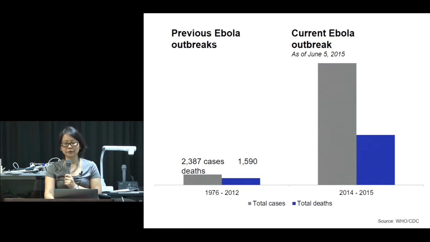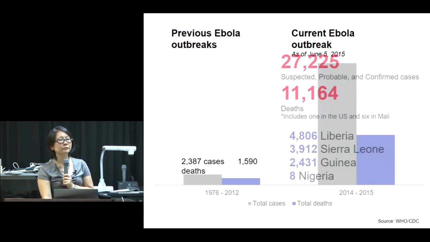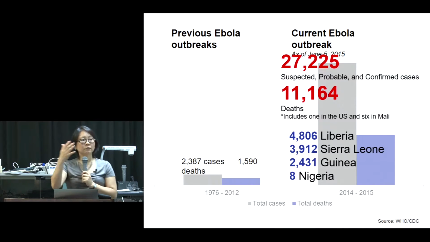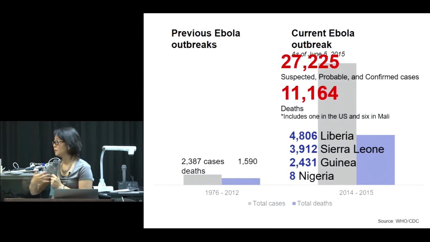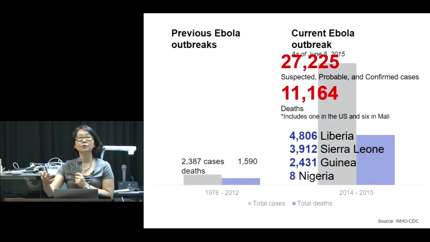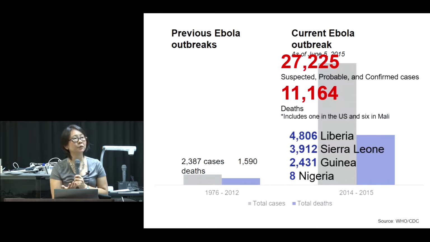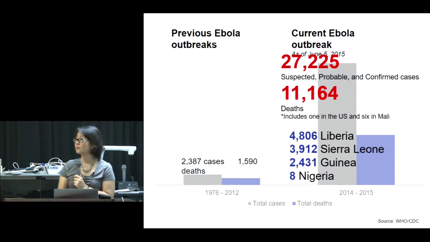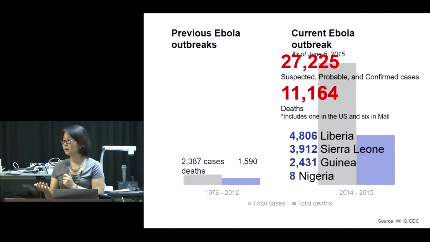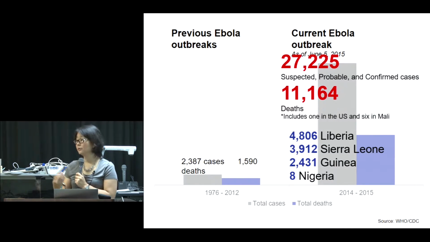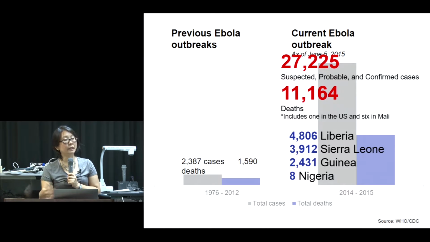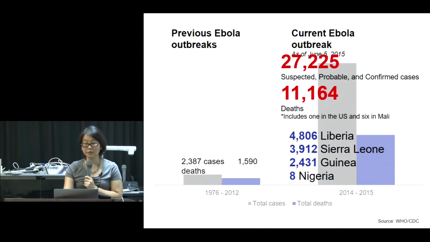Suddenly we have this outbreak of Ebola, and quickly it spread to more than one country. We have now more than 20,000 suspected, probable or confirmed cases of Ebola, and more than 10,000 deaths. Most of the cases occurred in Liberia, Sierra Leone, and Guinea, and in much smaller numbers in Nigeria.